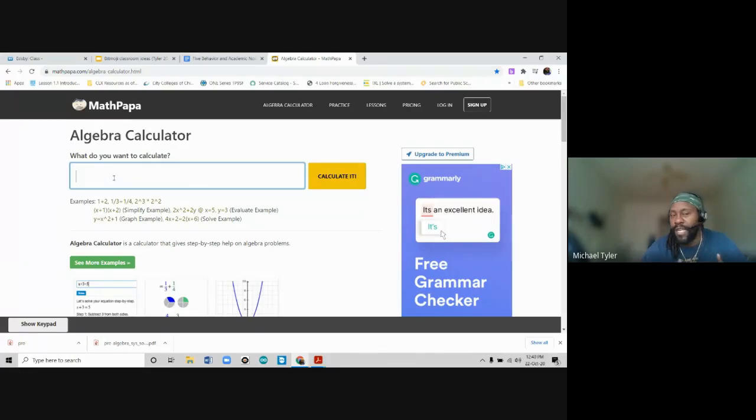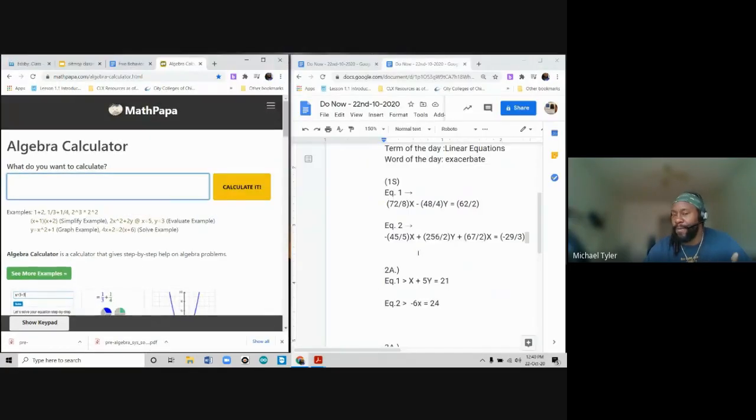But let's use this algebra calculator to solve this problem, the very first one, okay? Because in the beginning of the quarter, it was kind of hard on us, right? We had to use reduction, and then we had to figure out what the next step was.